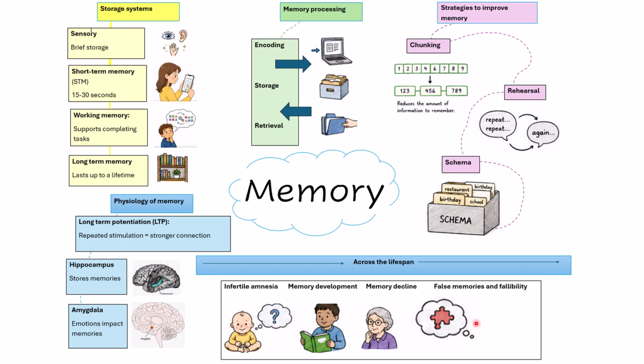And then finally, we've got false memories and fallibility, which shows that memory is not always perfect. There may also be some missing pieces.